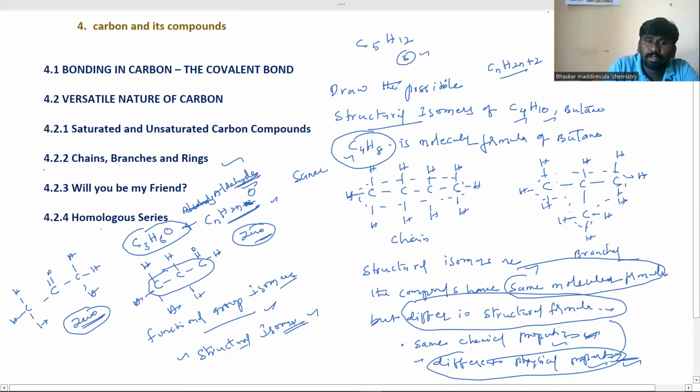So this is about 4.2.2. From this topic they will ask this type of questions. From the aldehyde general formula we can write 2 functional group isomers. Next we'll see 4.2.3, which is a very important topic. We'll see some of the questions there.